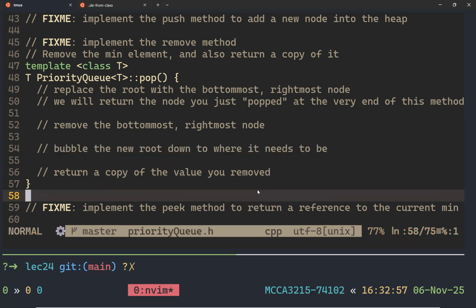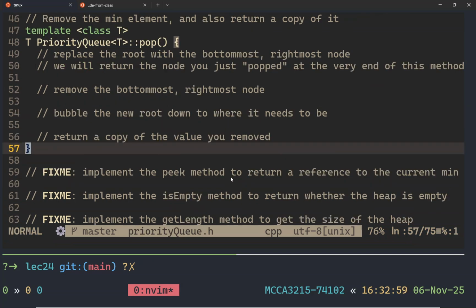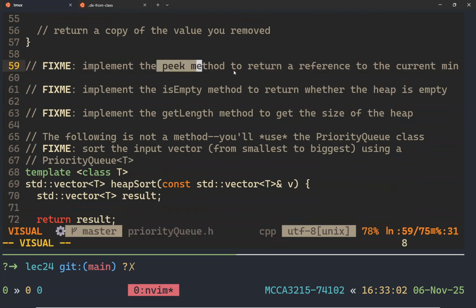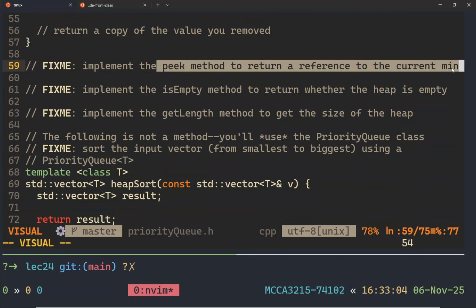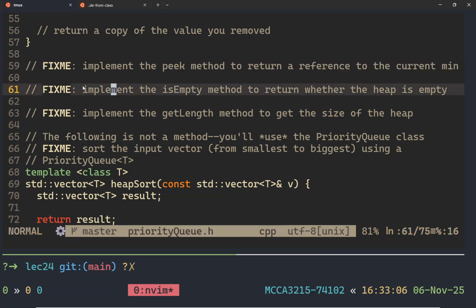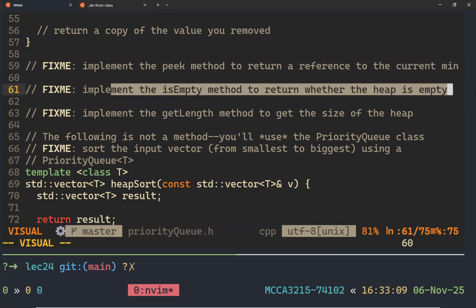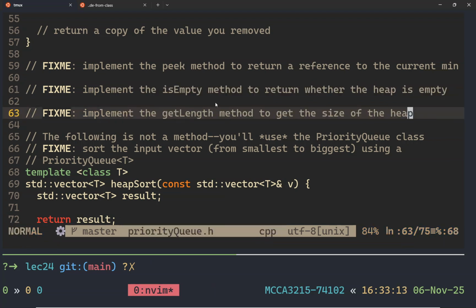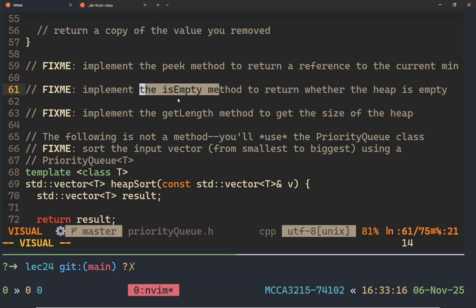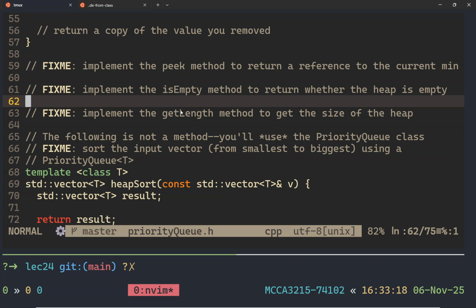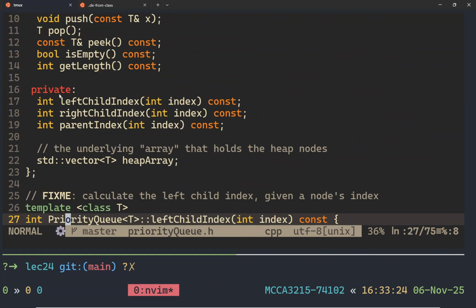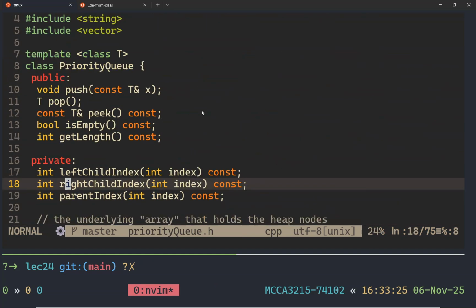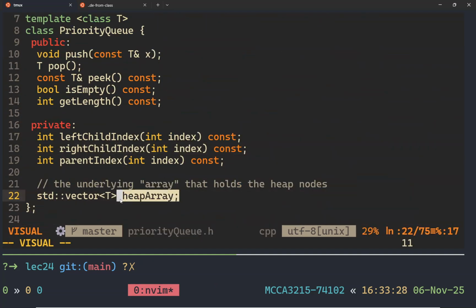You remember the algorithm if you think about it, I'm sure. And then the rest of these should be very simple. Peek, give back a reference to your current minimum. You know where that's going to be in a min heap very quickly. Is empty, give back whether the heap is empty. Get length, give back how big the heap is. You can use get length to implement is empty. It's going to be a very quick implementation for these. Any questions about the priority queue class methods? They're all going to be interacting with this heap array. That's what your heap is called, the heap array.